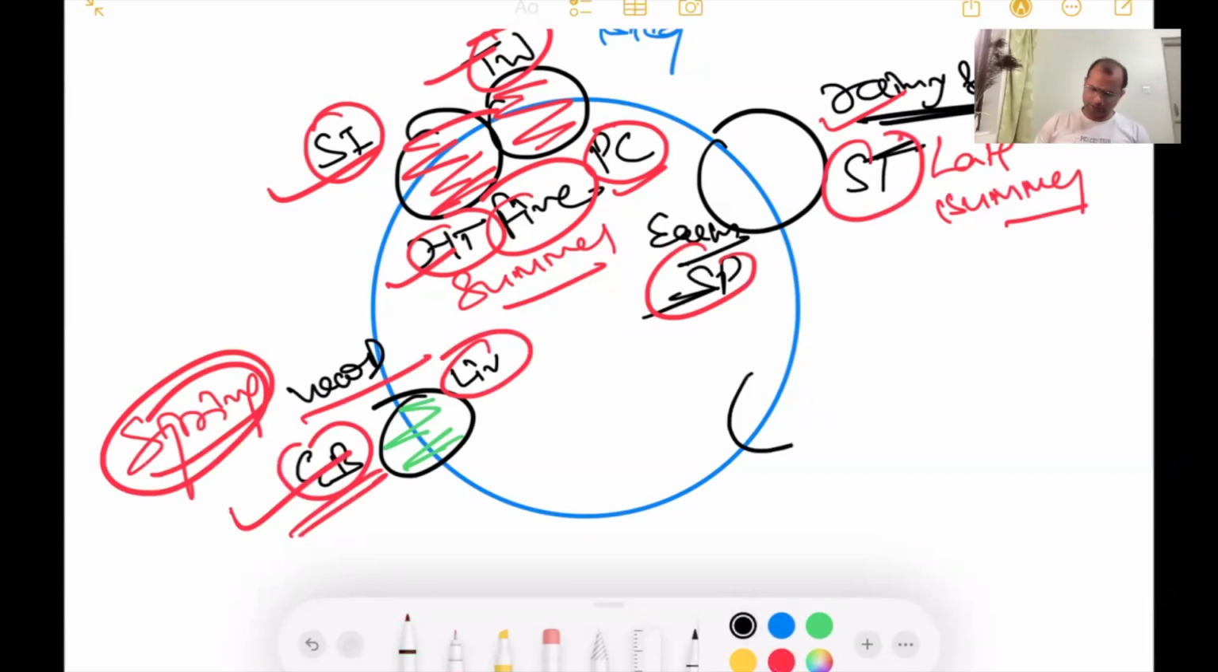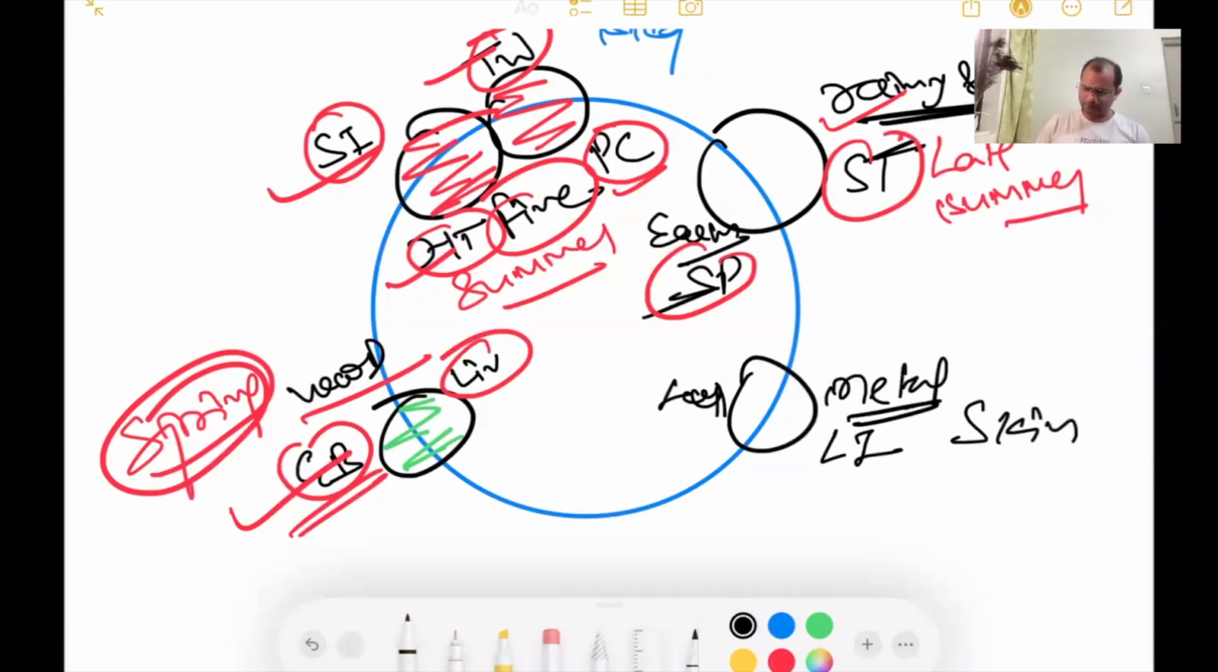And then the metal. Metal means lungs. Metal means large intestine. Metal means skin. The meaning of metal: lungs, large intestine, skin. So now the next season is autumn. Autumn. Degeneration.